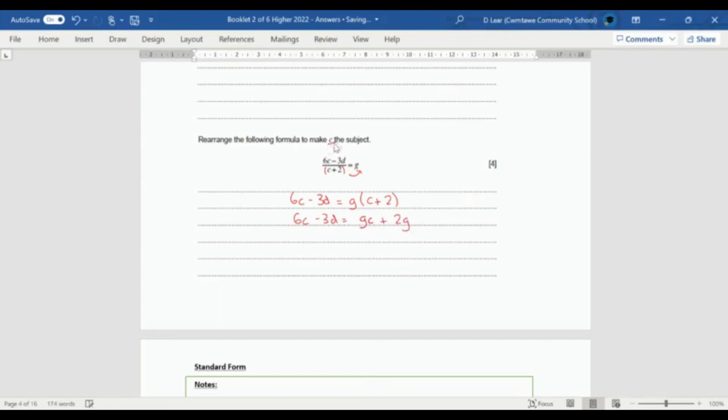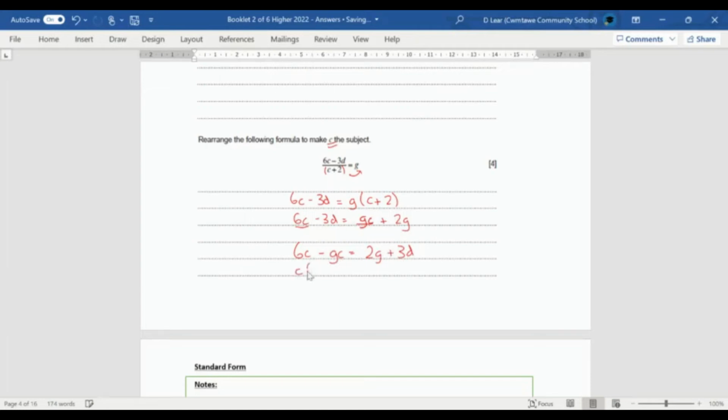Collect the subject terms, which are the terms with c, which are this one and this one. Collect them on the left. Well, this one's already on the left. This needs to come over and is now negative. This is already on the right, there's 2g, and the minus 3d can come over as plus 3d. It doesn't matter which way around these things are, as long as the signs are correct. So a minus becomes a plus, and what is plus stays as a plus, for example.